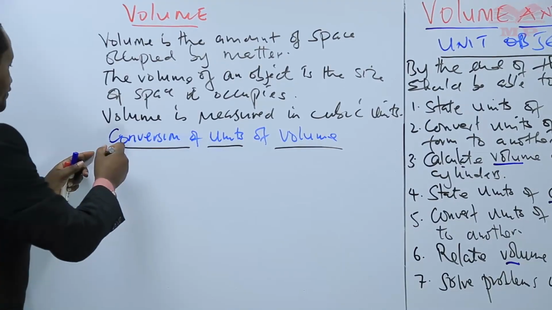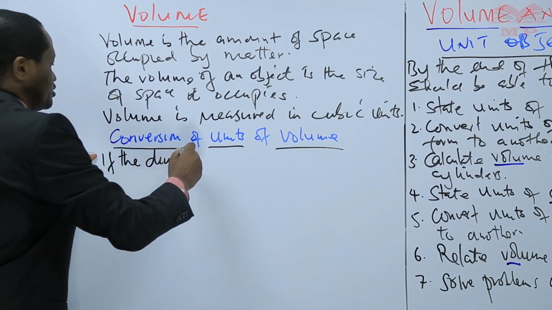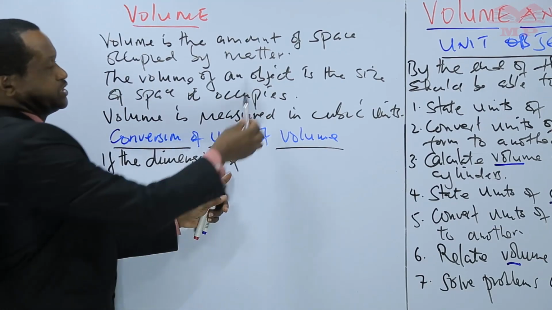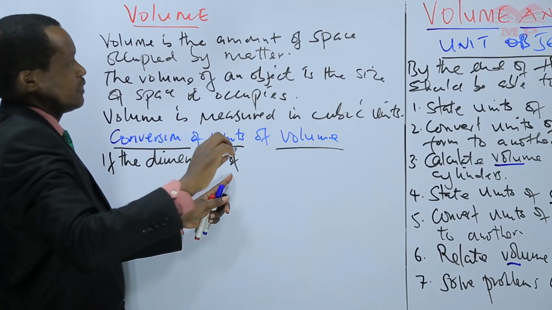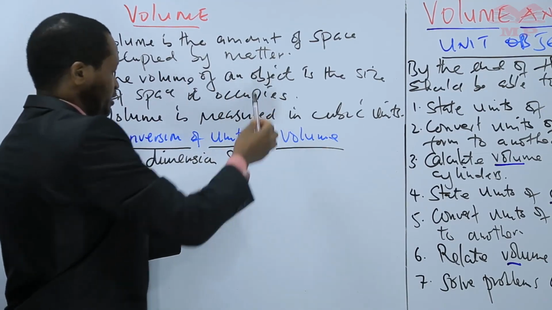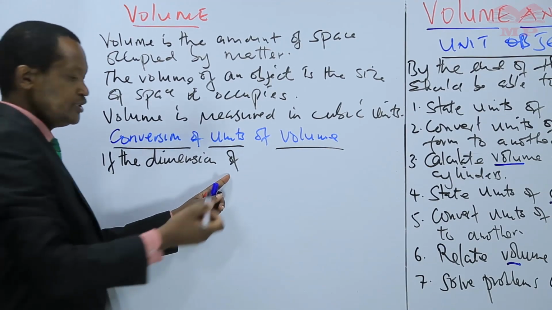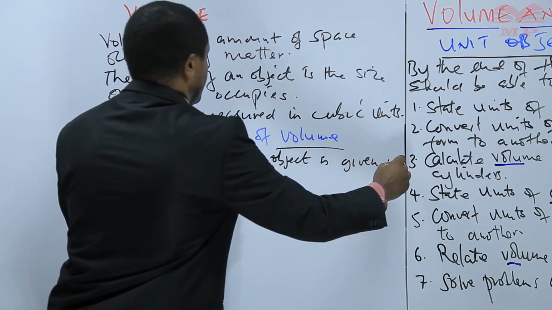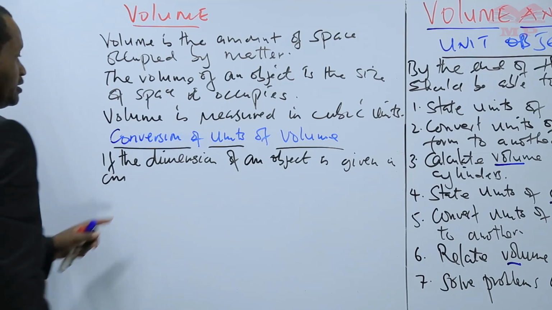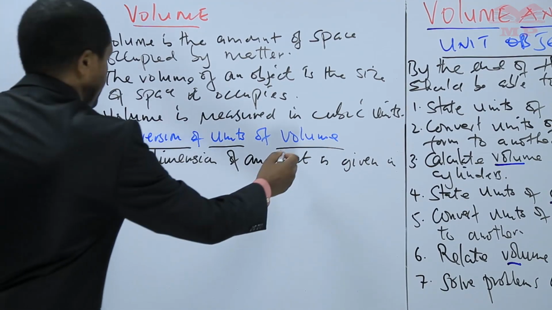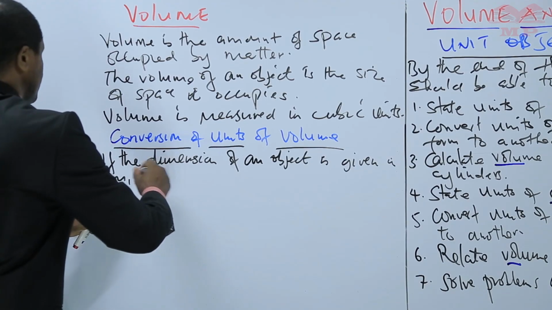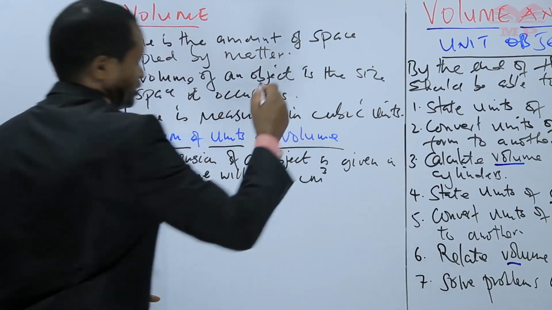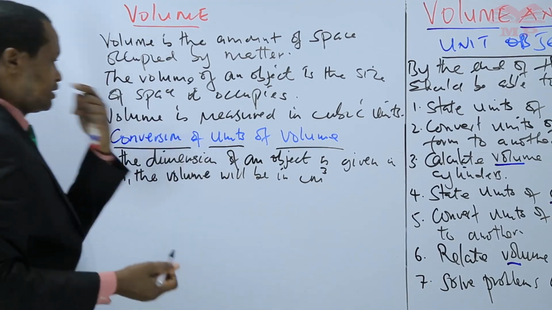So we want to see how to convert units of volume from one form to another. An example is if the dimensions of a solid or an object, remember volume is an amount of space occupied by matter or an object, is given in centimeters, the volume will be in cubic centimeters.